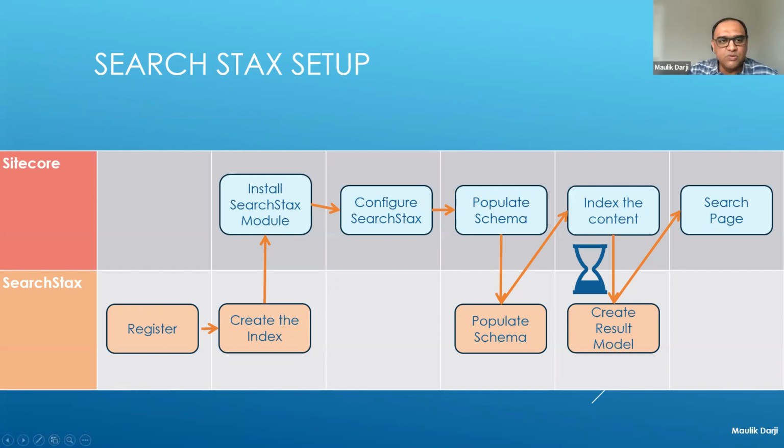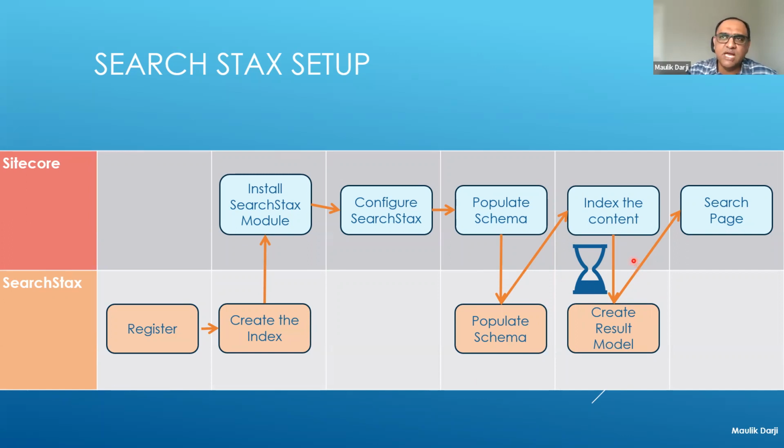So you can go to SearchStax, register, and create the index. Come to Sitecore, install the SearchStax module, and configure SearchStax. Now, populate schema we have to do on both sides, but first it is recommended to do it on Sitecore and then on SearchStax, because that way it will be populated. You index the content. Sometimes you will see a delay.